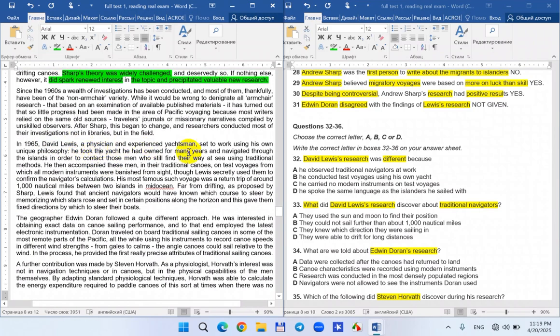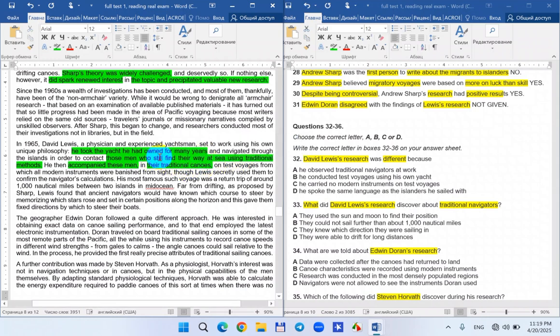David Lewis, physician, set to work using his own unique philosophy. He took the yacht he had owned for many years, navigated through the islands to contact those men who still find their way at sea using traditional methods. Okay, they used some traditional method. He then accompanied these men, followed these people in their traditional canoes.